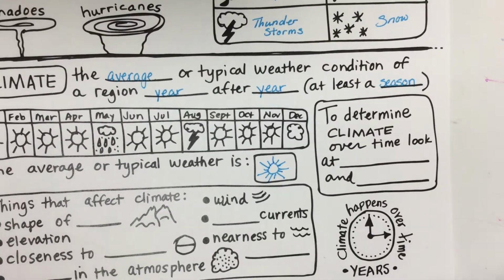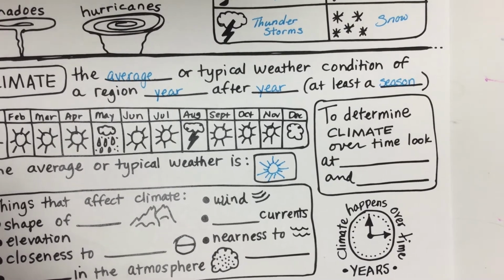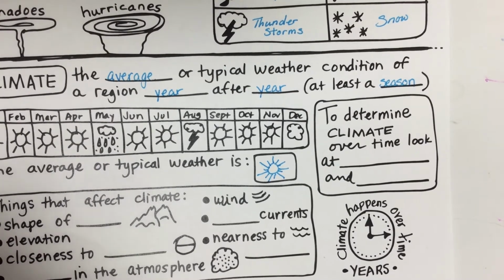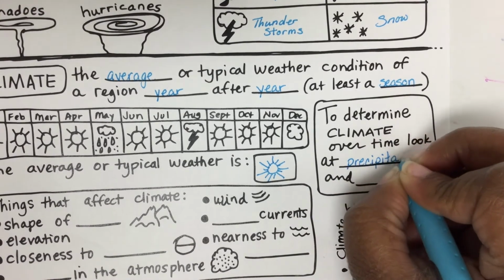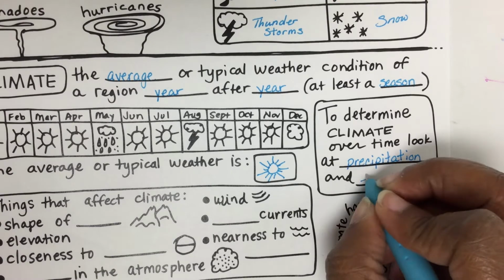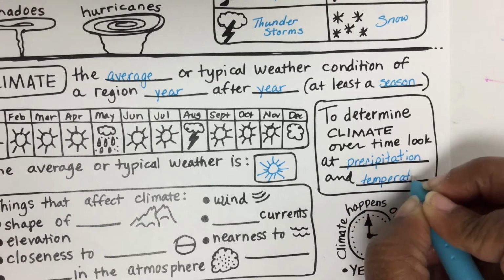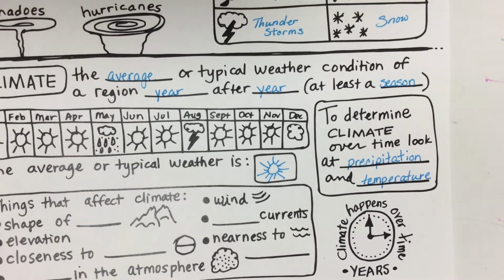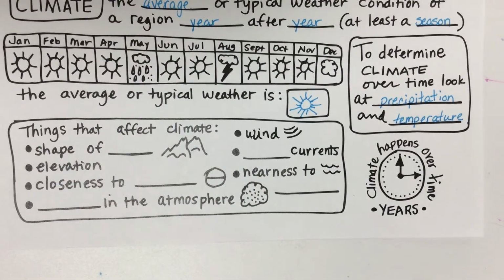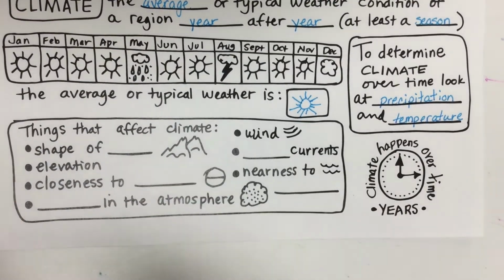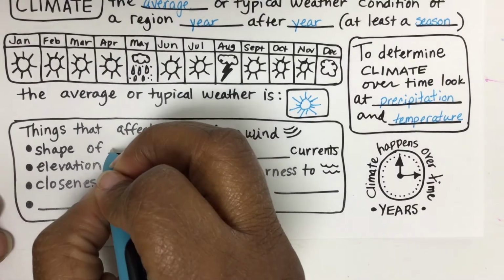To determine climate over time, you look at the precipitation and you look at the temperature. So you look at how cold or hot it is, and you look at how much it rains, sleets, snows, or hails. Things that can affect the climate of a region: the shape of the land. So are there mountains? Are there hills? Is there a lake nearby?